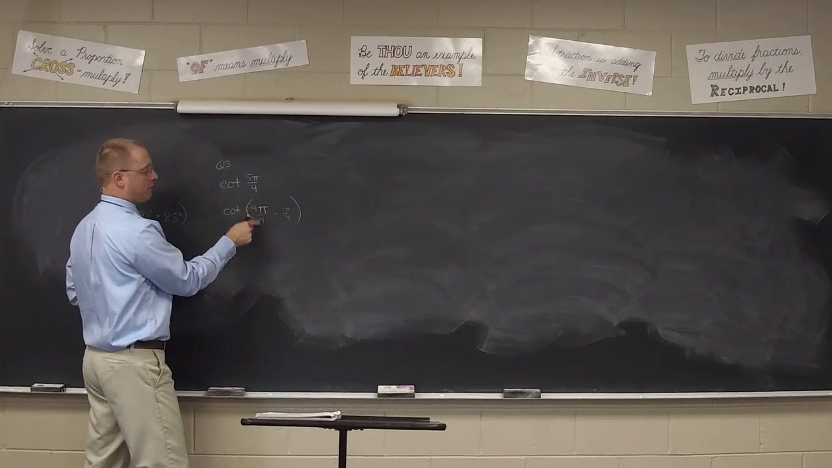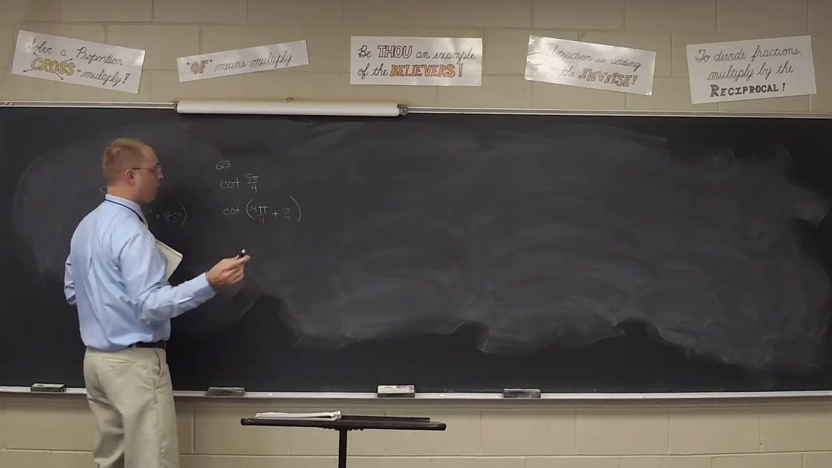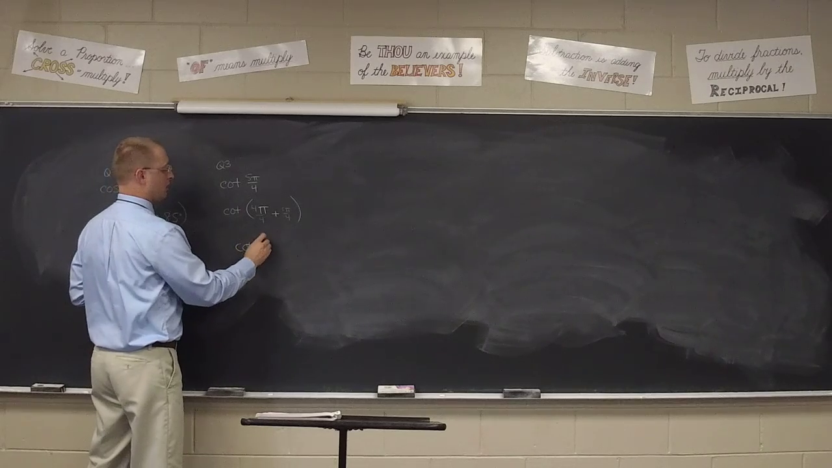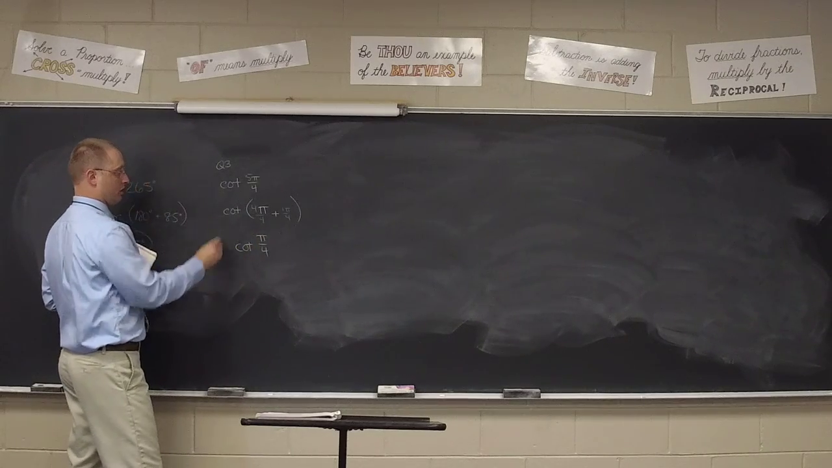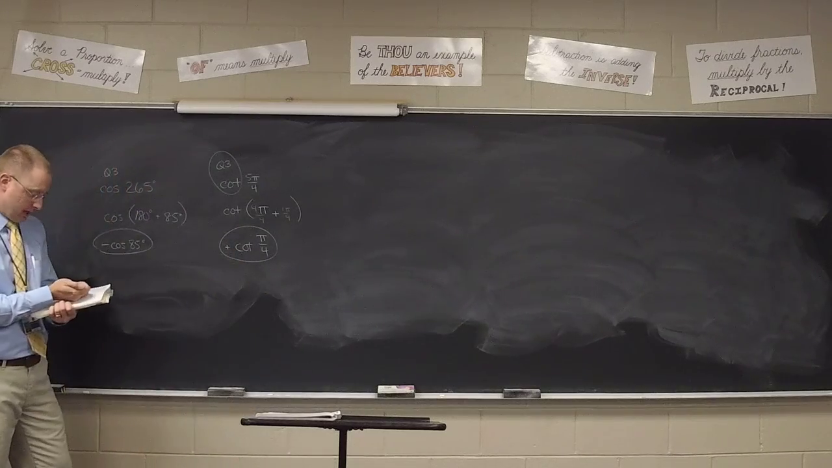If I have 4/4, I would need to add 1/4. Does that make sense? All right, so what do I get? You look at the cotangent of pi over 4, and because it's in quadrant 3, it would be positive. There we go. There's our answer.